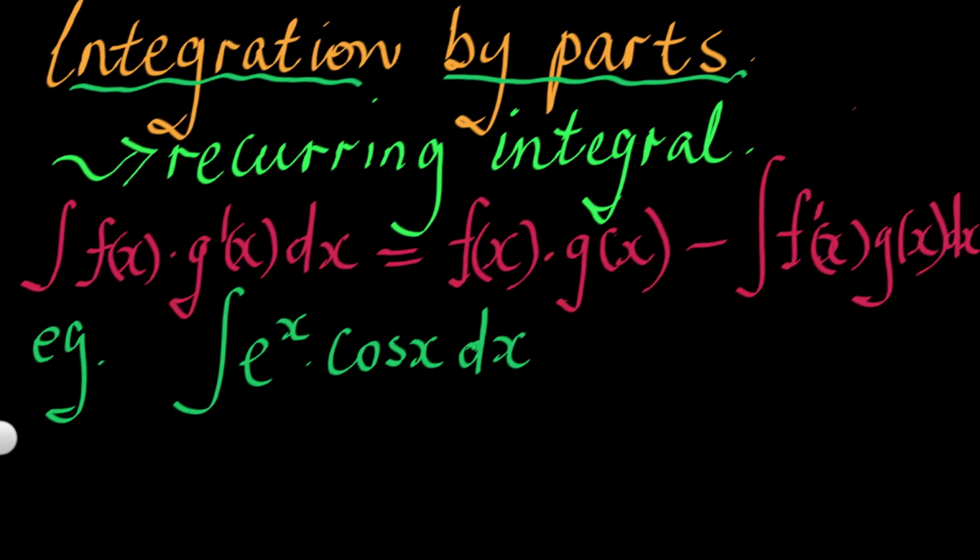Integration by parts is usually a very straightforward method. All you need is this formula, and using these two functions that I'm applying, you choose your f of x, your g prime of x, your f prime of x, and g of x. You simply substitute into this formula. That's what you do when you're doing integration by parts.